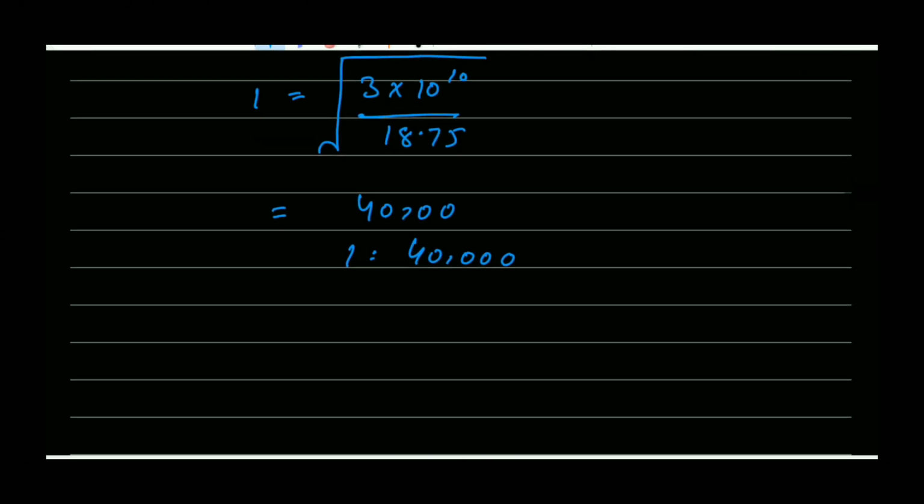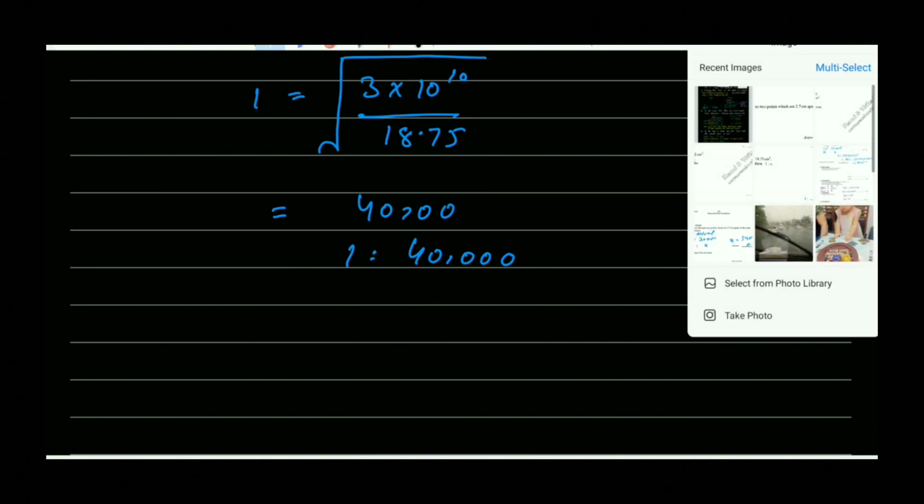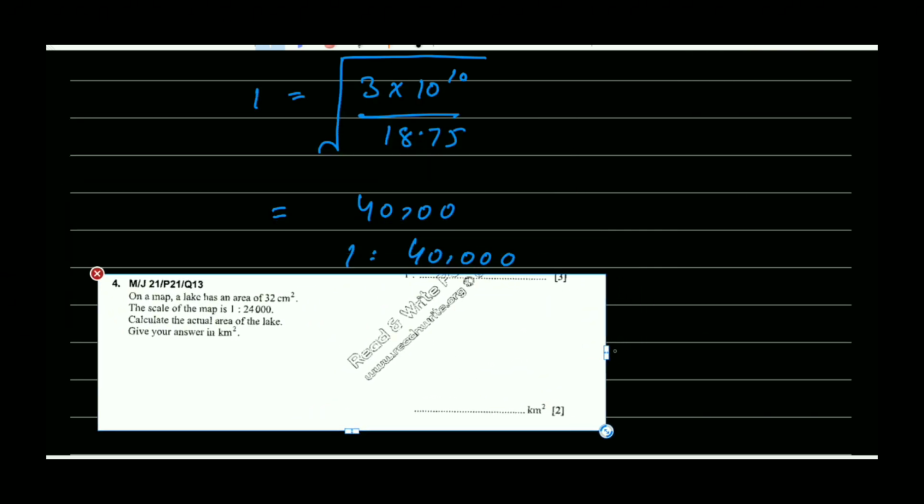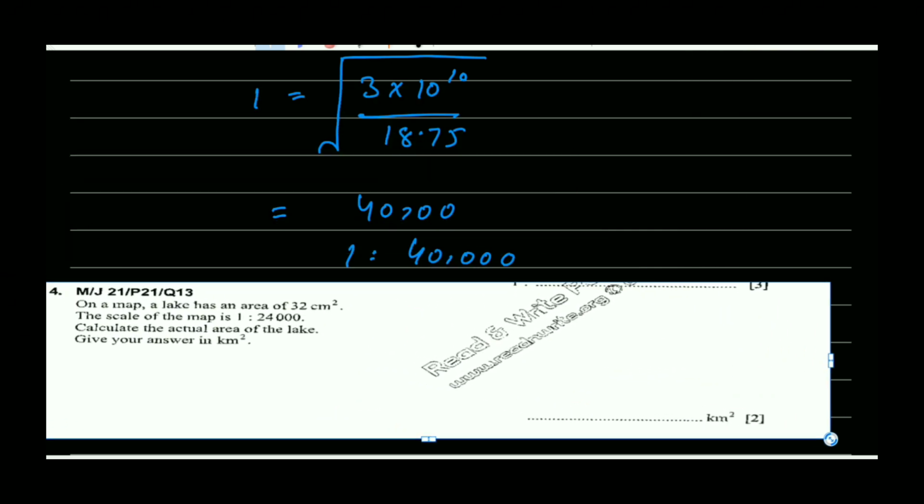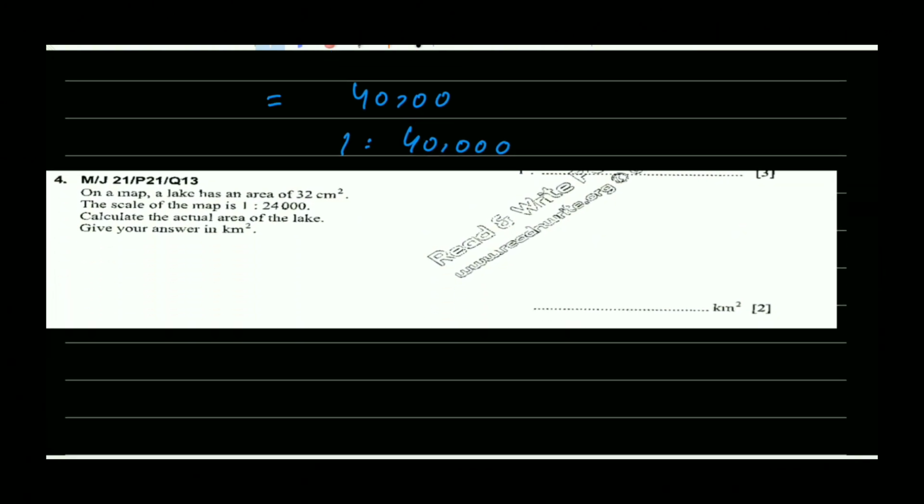And second type of question, let's solve the second type of questions of maps and scales. We will take again a past paper question. Okay, the question is, on a map a lake has an area of 32 centimeters square. The scale of the map is 1:24,000. Calculate the actual area of the lake. Give your answer in kilometers square.